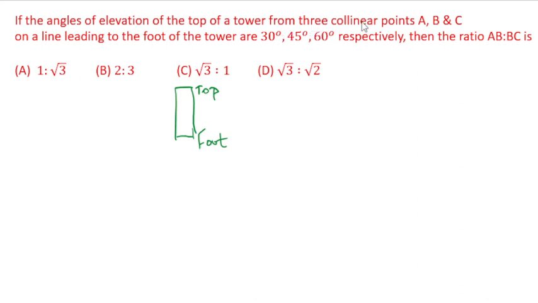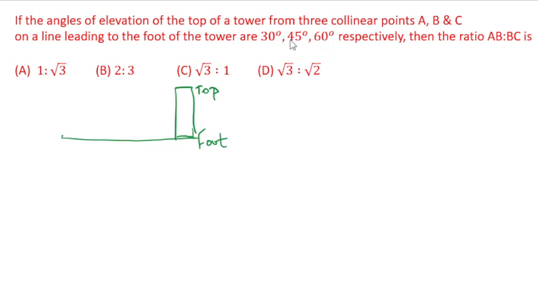So from three collinear points A, B and C. What is meant by collinear points? If these 3 points A, B and C lie on the same line, then these 3 points are called collinear points. So these 3 points lie on a line leading to the foot of the tower. There is a line which leads to the foot of the tower, and on this line the 3 points A, B and C lie. Then 30 degrees, 45 degrees, 60 degrees respectively.